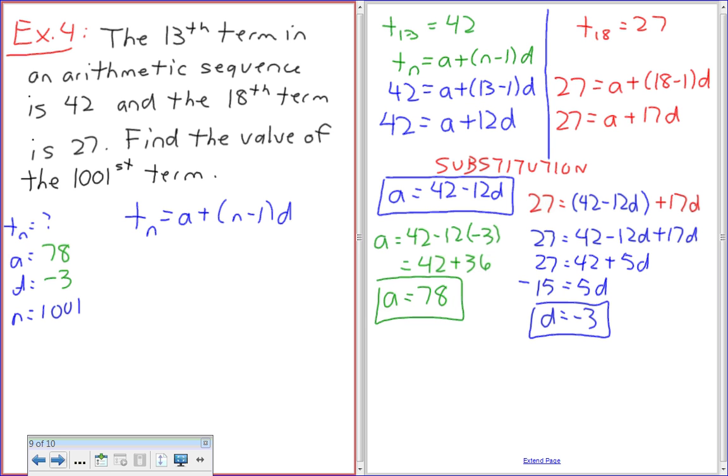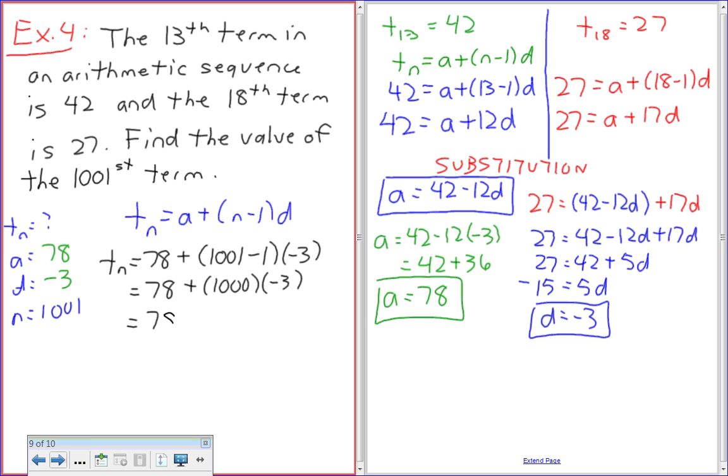So this is going to be Tn equals 78 plus 1001 minus 1 times negative 3. That's 78 plus 1000 times negative 3. That's 78... Okay, good. So we're back to substitution, we're back to grade 10. Okay, I hope you guys are feeling good with this.